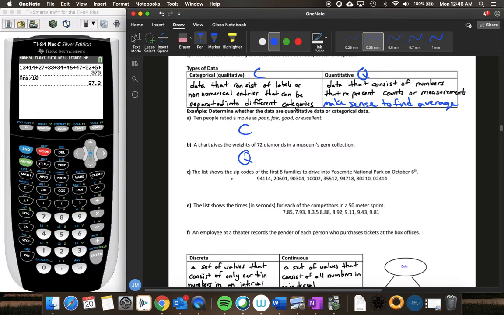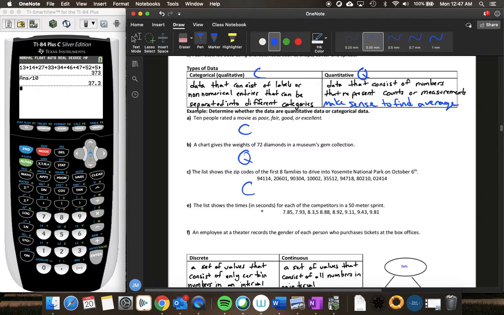All right, for part C, the list below shows the zip codes of the first 8 families to drive into Yosemite National Park on October the 6th. So we've got these numerical values. Well, it might be kind of an intuitive thing to want to say quantitative because that's kind of how we're trained. As we see numbers, we think quantitative. Here's the question. Would it make sense to find an average zip code? And the answer to that is no. It wouldn't make sense to find an average zip code. So actually, those zip codes describe where they're from. This is actually categorical data. So this is where you have to be careful where numerical values can actually be categorical.